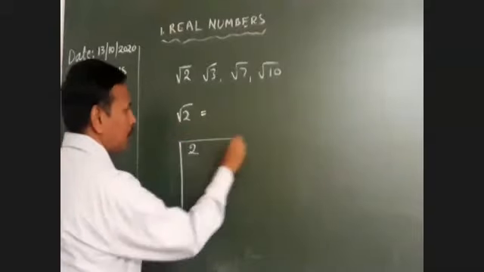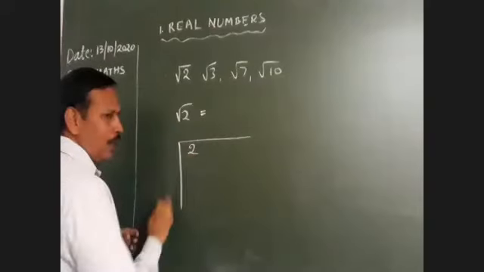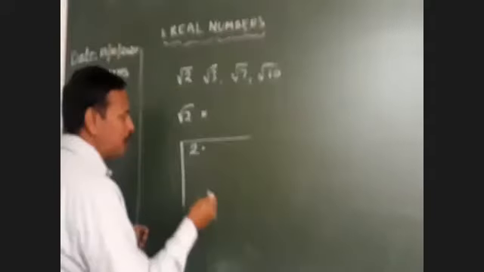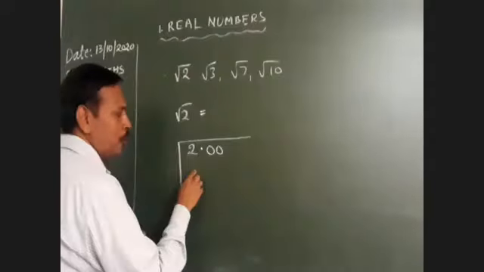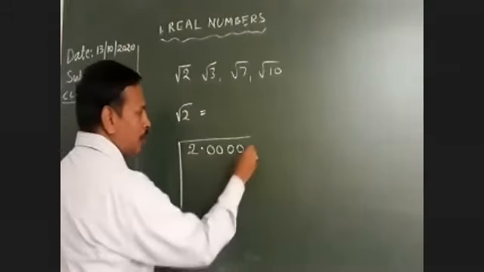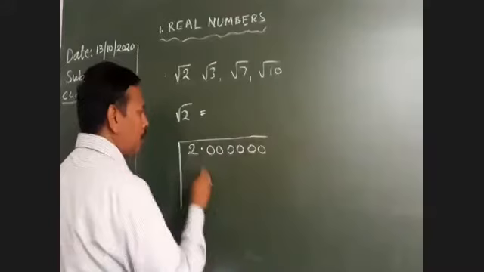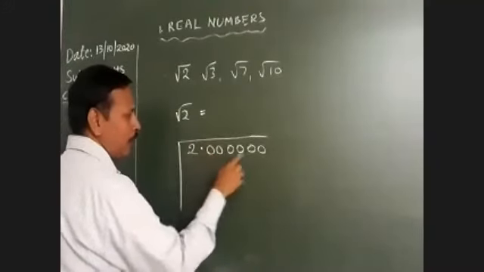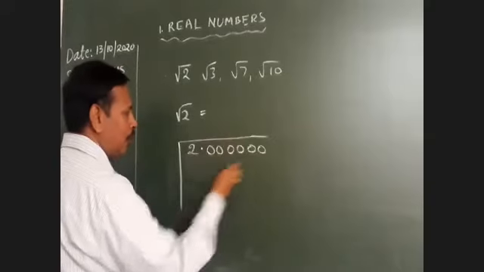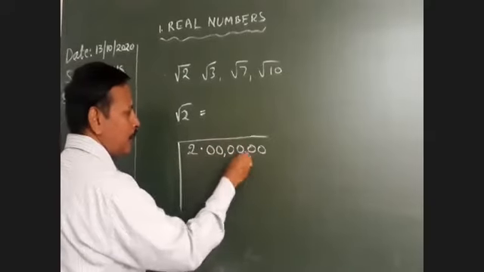So 2. Now only one digit is there here. Whenever you have only one digit and want 3 decimal places, keep the decimal point here. For every digit, you put two zeros. After the decimal point you will get 3 digits, so we keep 6 zeros here.